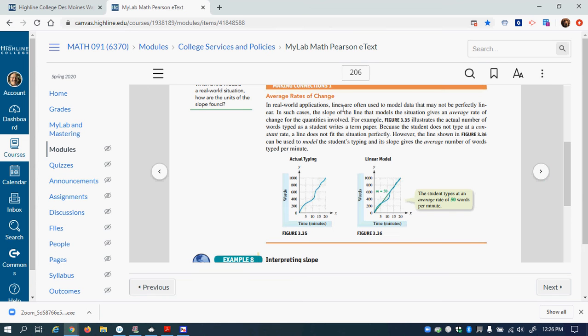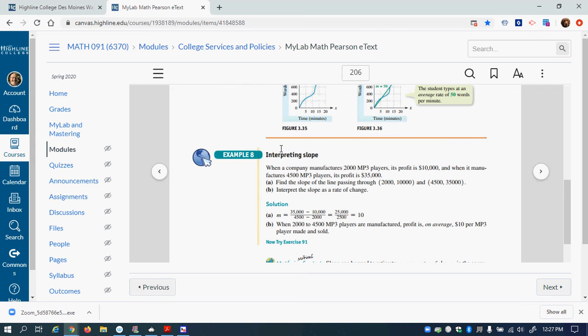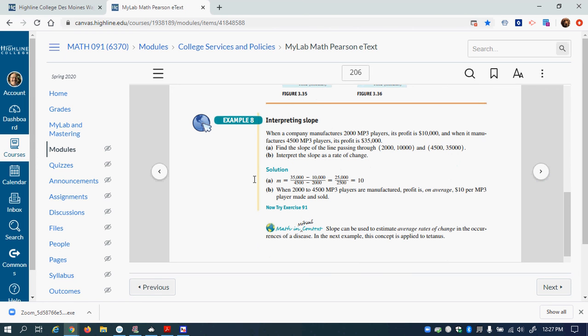Okay? So in the real world, lines are often used to model data that may not be perfectly linear. In such cases, the slope of the line that models the situation gives an average rate of change for the quantities involved. So the example illustrates the actual number of words typed as a student writes a term paper. Because the student does not type at a constant rate, a line does not fit the situation perfectly. Okay, so that's what's going on here. So let's take a look at example 8.